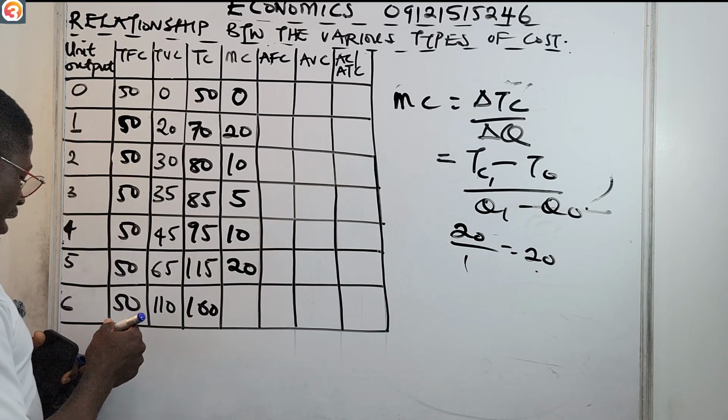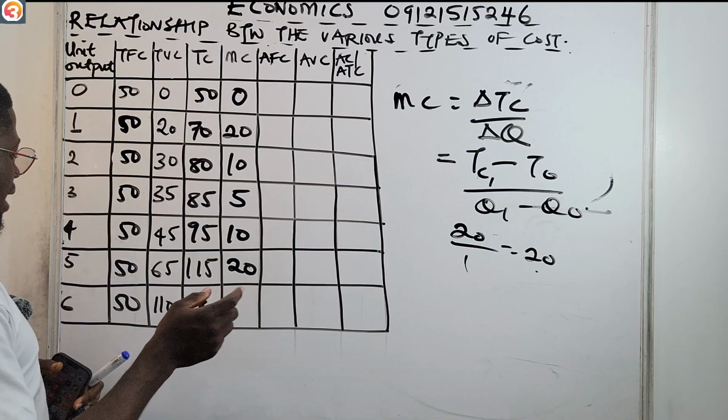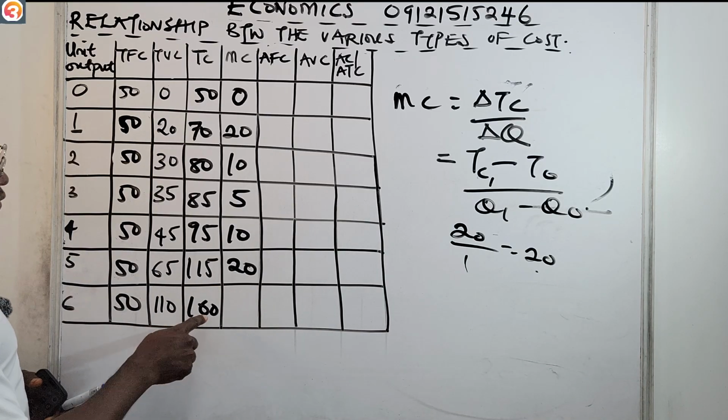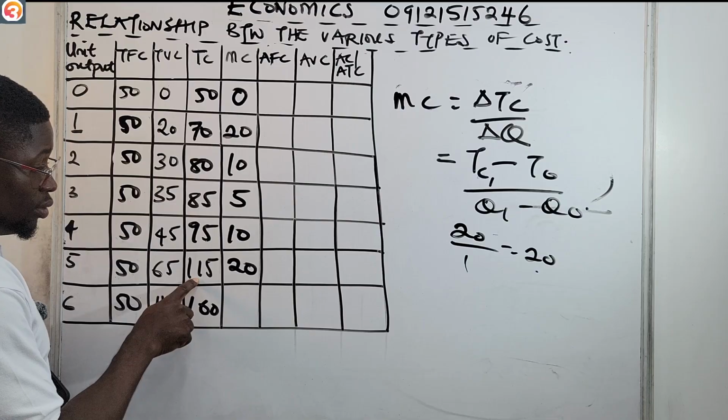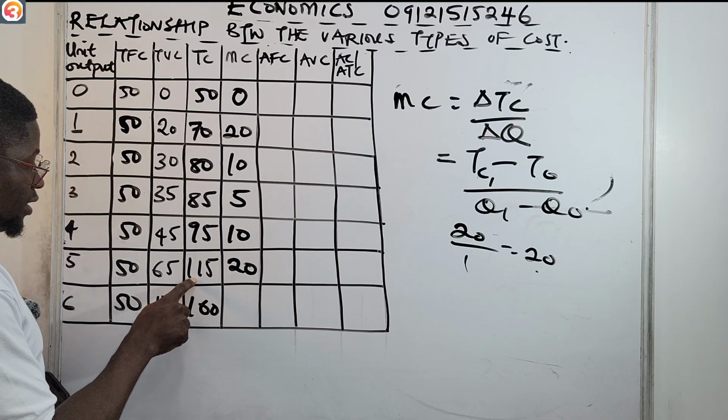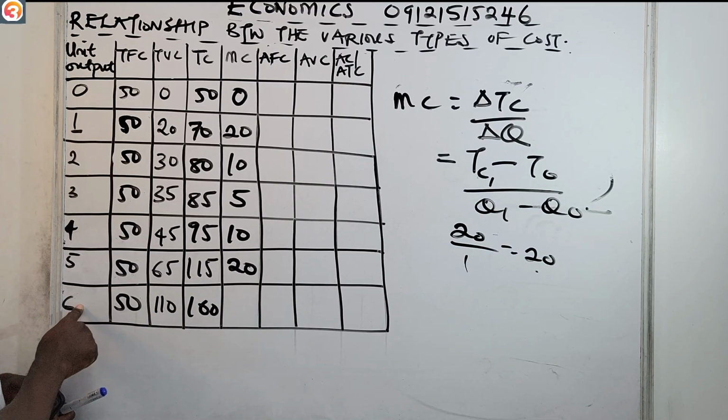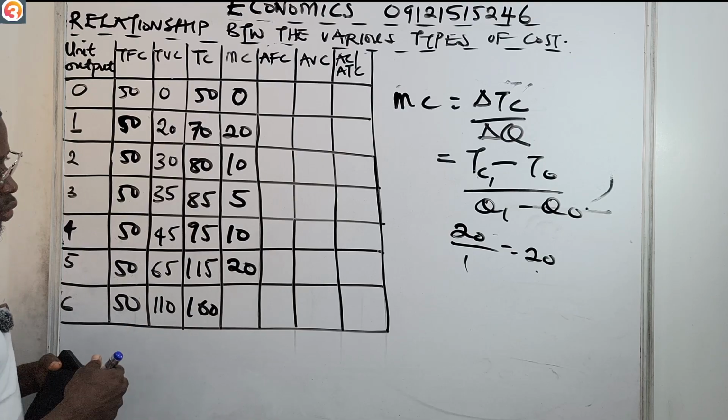I hope you are following how we are getting the table, all right? So now, for this sixth unit, 160 minus 115, that should be 45. So 45 divided by 1 is 45, all right?